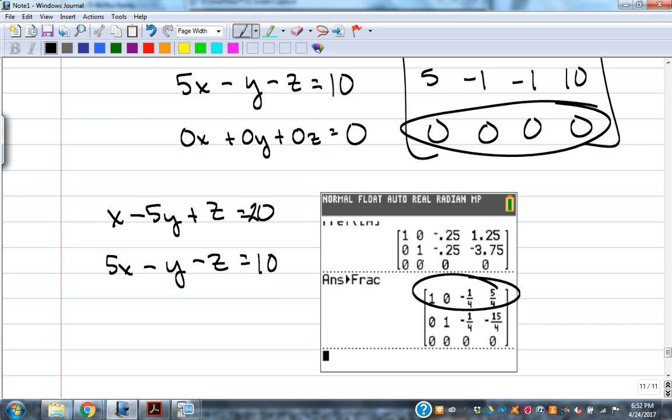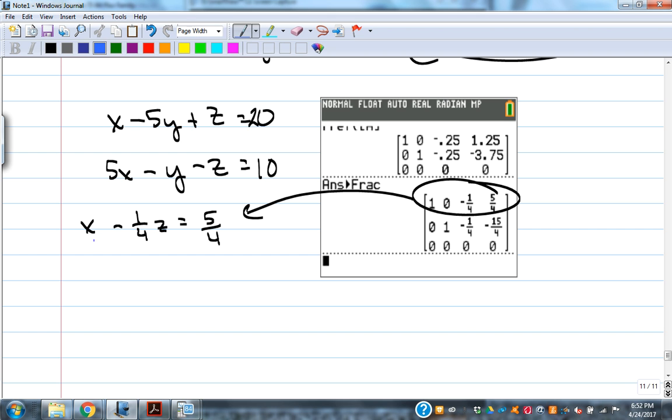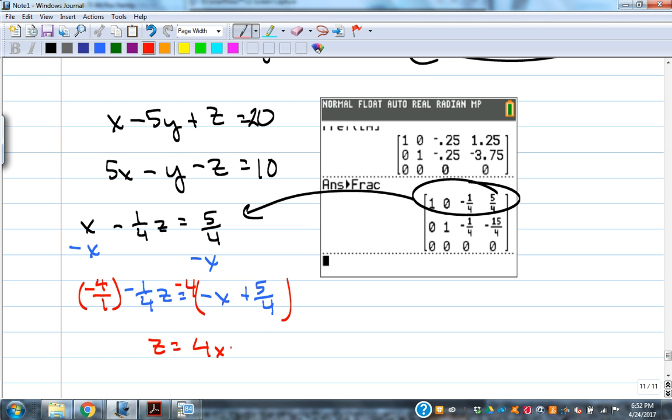Gets us this equation turns into x minus 1/4 z equals 5/4. And we can take that problem and get z by itself. By subtracting x, -1/4 z equals -x plus 5/4. And then multiply everybody by -4. So there's z would be 4x minus 5. So our ordered pairs are x, and then the z is 4x minus 5.